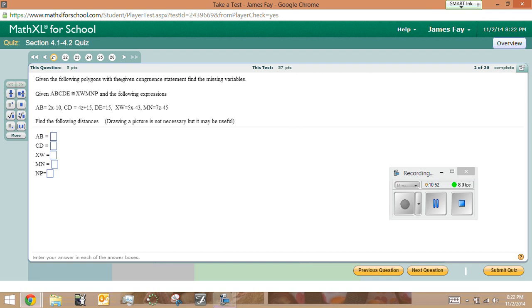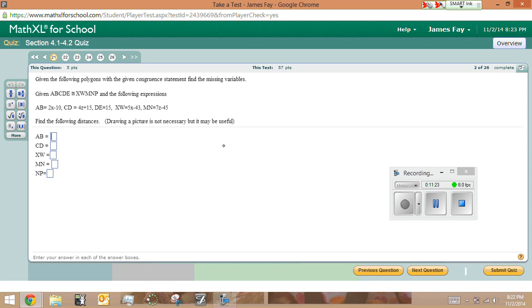It says, given the following polygons with the given congruent statement, find the missing variables. It says, given polygon ABCDE is congruent to polygon XWMNP, in the following expressions, AB equals 2x minus 10, CD equals 4z plus 15, DE equals 15, XW equals 5x minus 43, and MN equals 7z minus 45. Find the following distances. Drawing a picture is not necessary, but it may be useful. If I was going to draw a picture, I'll do this two ways. I'll draw the picture first, and then we'll go and do it without the picture. But ABCDE.